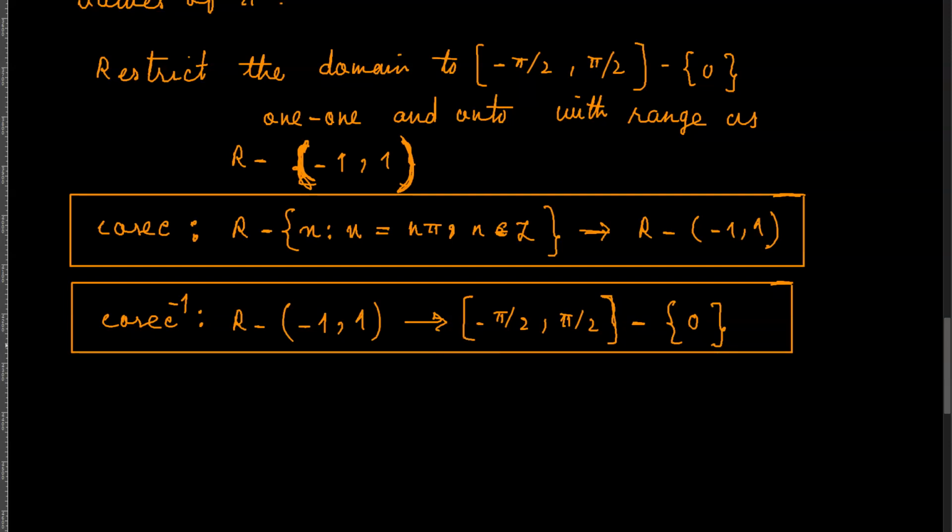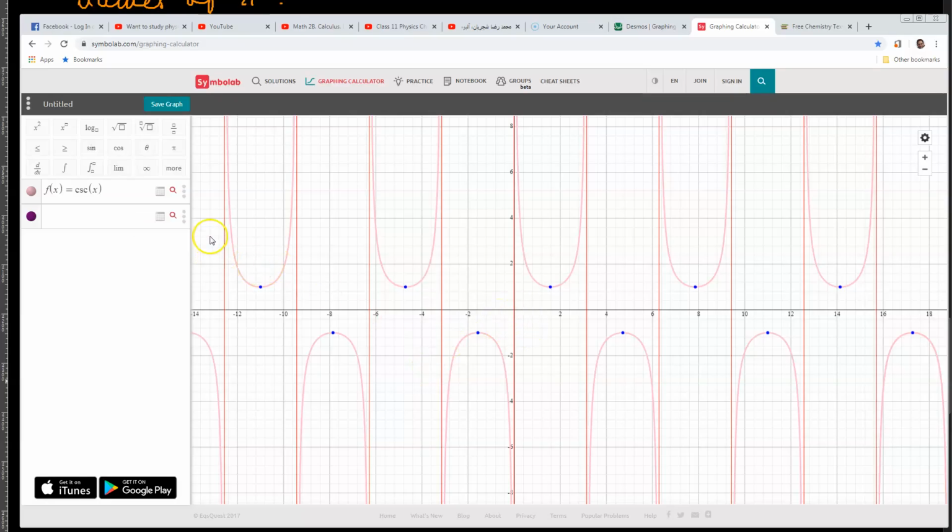Now if we draw the graph of the cosecant function, let's see what we get. When you draw the graph of the cosecant function, of course you will get this graph, and we said that we would restrict the domain of the function to negative pi by 2 to pi by 2 except for 0. So that is the domain of the function, and the range of the function goes from negative infinity all the way up to positive infinity, except for these numbers from negative 1 to 1, excluding negative 1 and 1, of course.